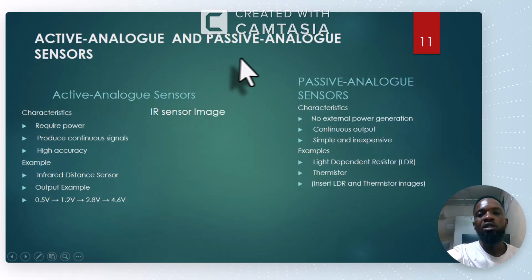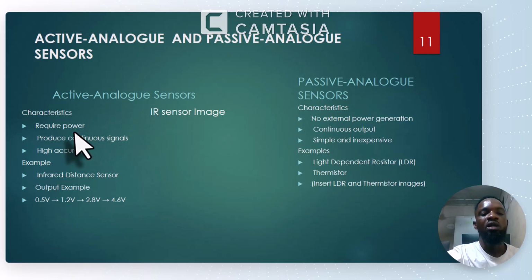Now this is the active analog. Just a minute. So that's active analog and then passive analog. So let us look more into them. We've already discussed this in our previous slide, but then their characteristics.